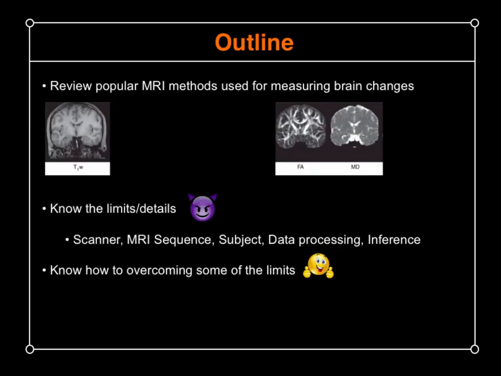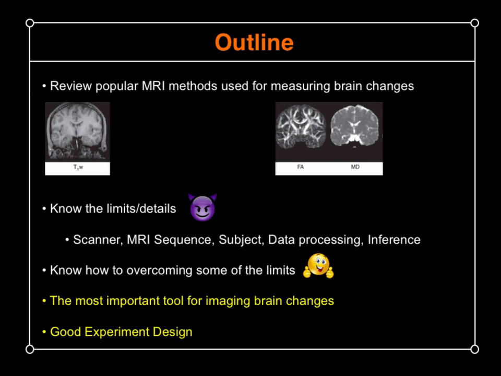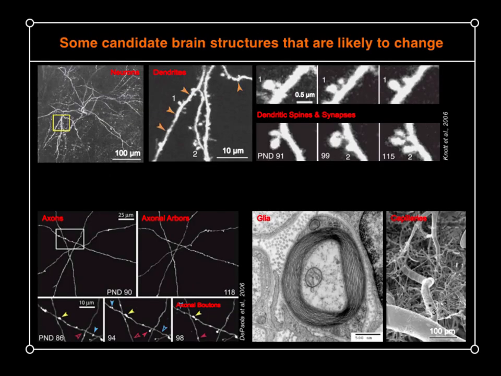Right, so we've looked at the popular MRI methods. We now know the limits of the challenges that we have, and we also know how to overcome some of these limits. So what's the most important tool for imaging brain changes? What I think is most crucial is really a simple thing: good experiment design, right? And here's why I think this is very crucial.